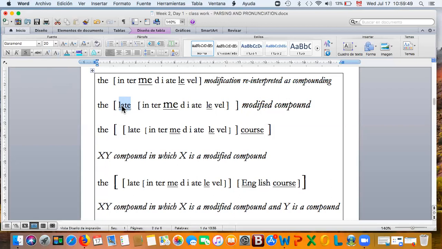Now, late must be lower than intermediate level. So that could give us something like late intermediate level. Late intermediate level. Where late and level are on the same level. They have the same accent, the same level of accent. Well, that's possible, but we prefer to lower the accent of the second member of the compound.